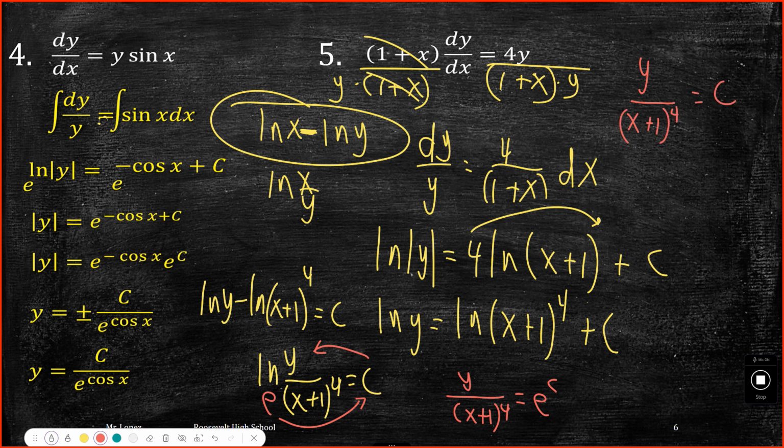Now how do I get the y by itself? How do we get the y by itself? Oh yeah, we multiply by x plus 1 to the 4th. So y is equal to c times x plus 1 to the 4th. That's the answer right there. So yes, you really have to remember what the logs unit was about when you did logs.